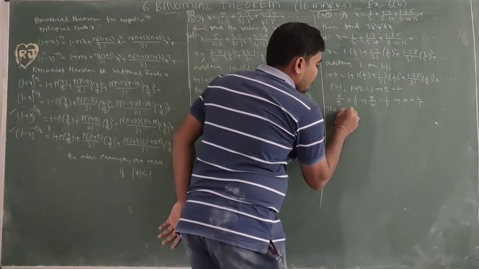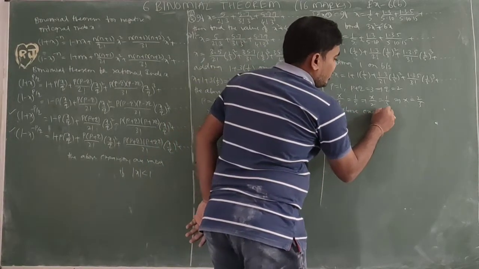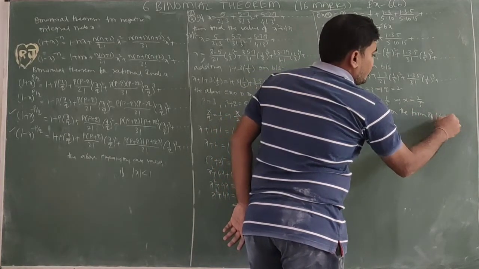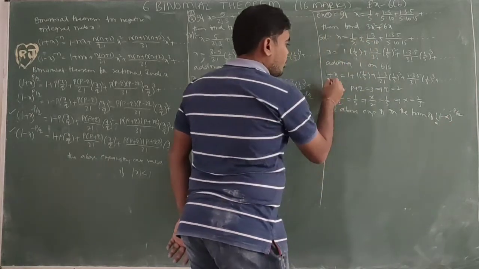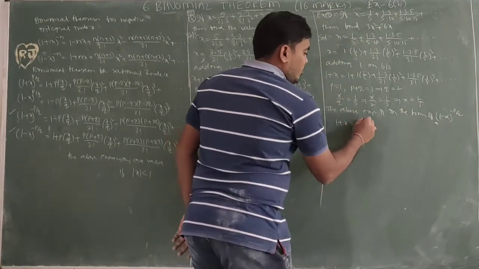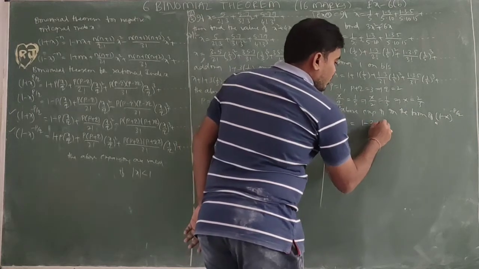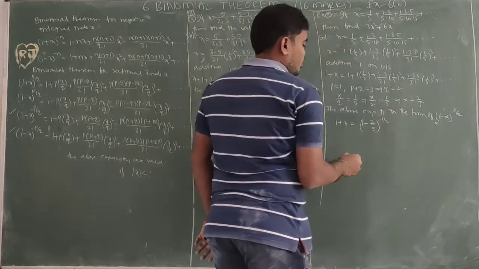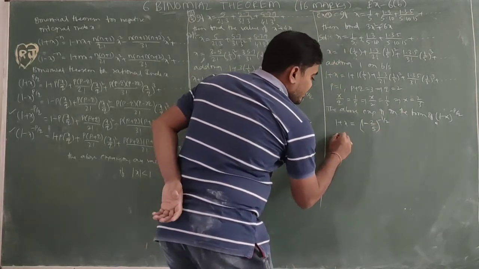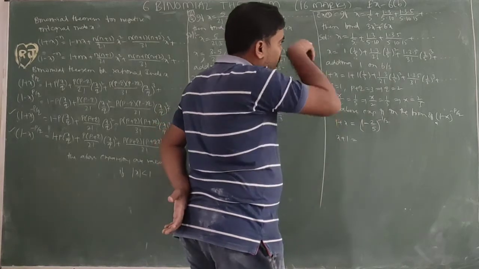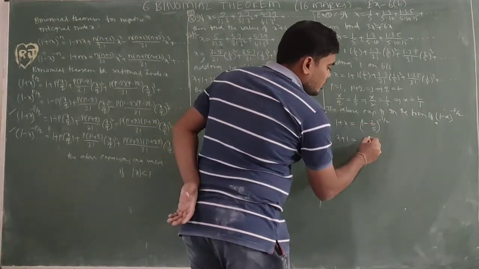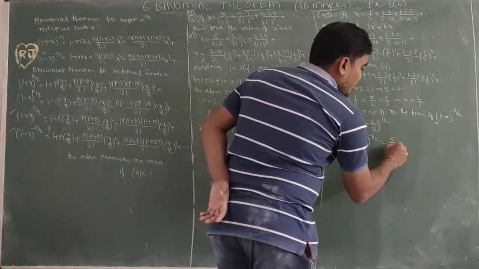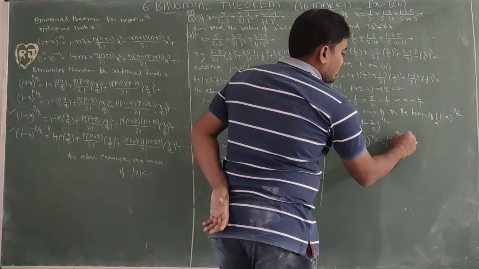By the above, the expansion is in the form of 1 minus x whole power minus p by q. So 1 plus x equals 1 minus 2 by 5, that is 3 by 5, whole power minus 1 by 2. So this is the reciprocal, 5 by 3 whole power positive 2.